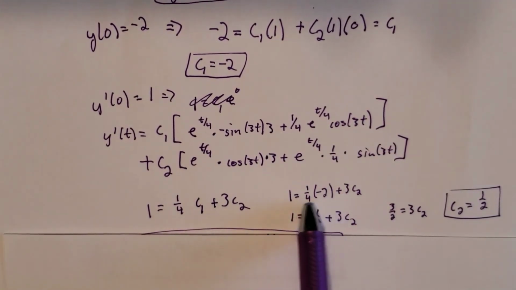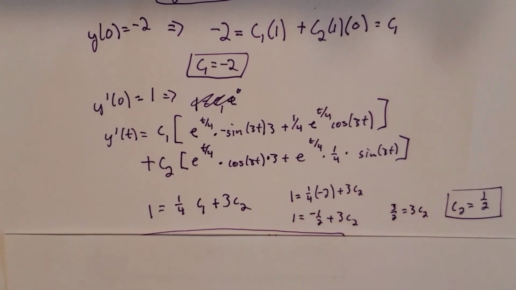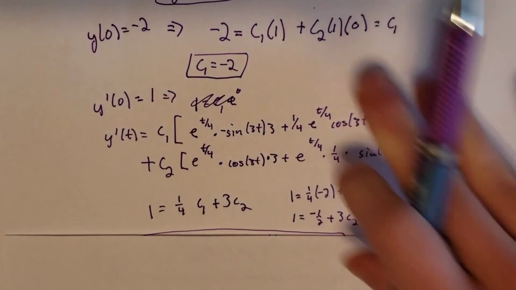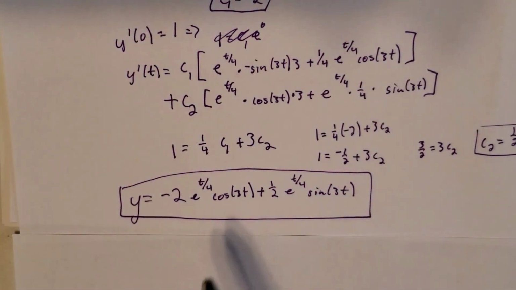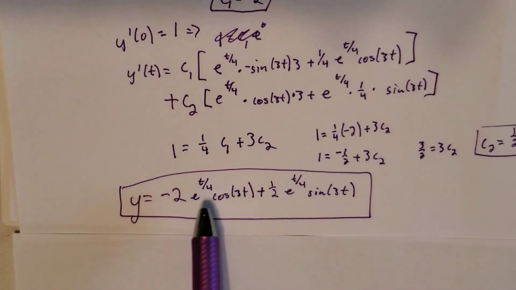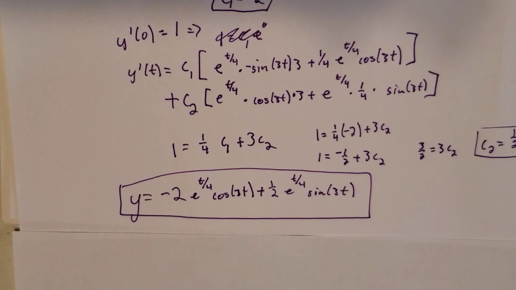c1 is negative 2, so we plug that in and carry this calculation through, and we end up with c2 is equal to 1/2, which tells us our solution to that initial value problem is negative 2 e to the t over 4 cosine of 3t plus 1/2 e to the t over 4 times sine of 3t.